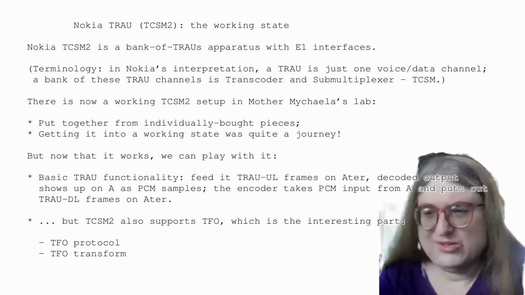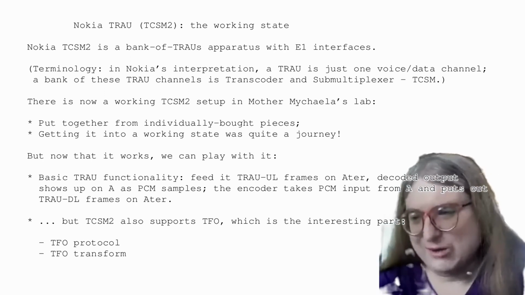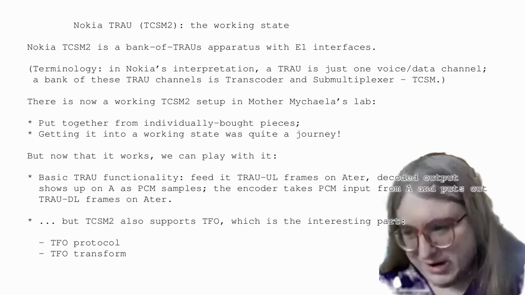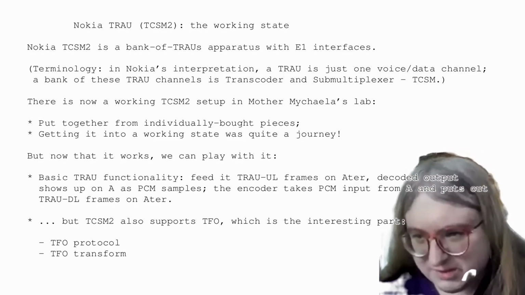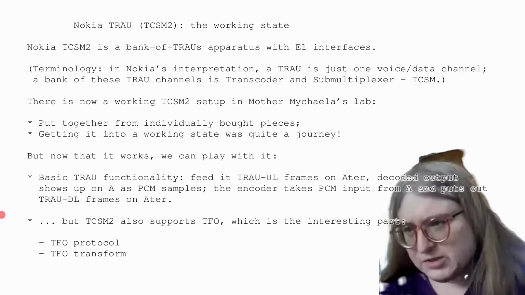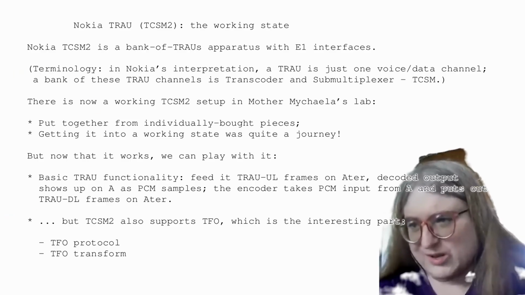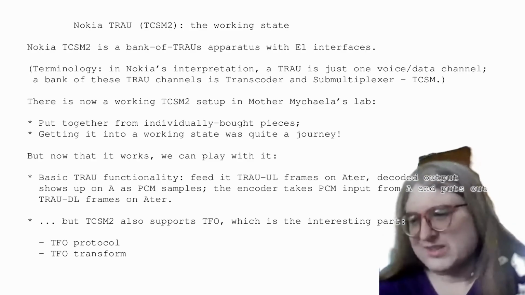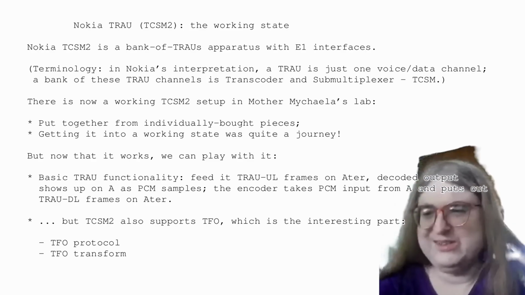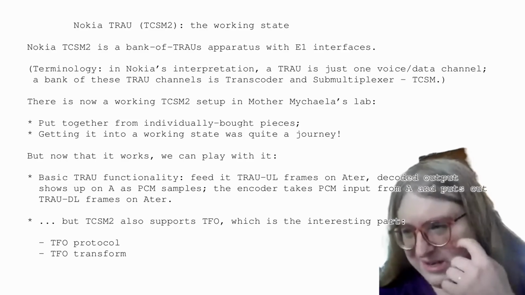Other vendors use a different approach. Other vendors use the term TRAU to refer to the whole ginormous rack. But that's just terminology. TCSM2 is the second generation of the Nokia TCSM. They had the original TCSM-E or something like that, and they had TCSM2, and they had TCSM3i.